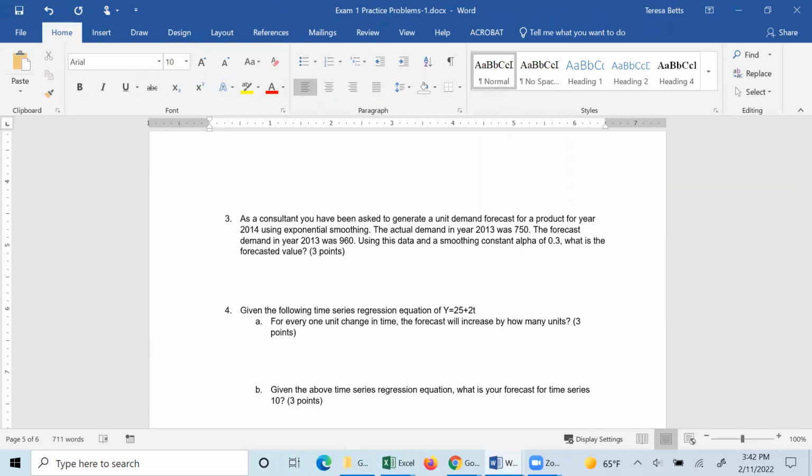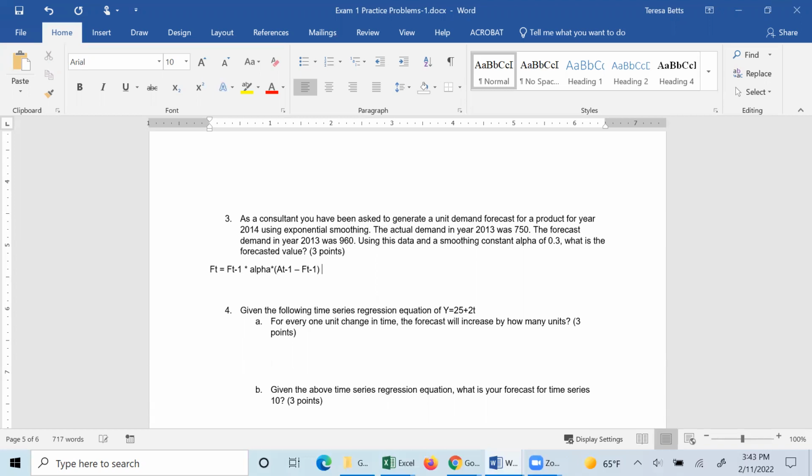Okay, so as a consultant, we've been asked to generate a unit demand forecast for a product for year 2014 using exponential smoothing. Now, I will give you a formula for exponential smoothing, but this is going to be simple exponential smoothing. So our forecast for the time period that we're trying to look at is our forecast from the previous time period plus an alpha times the actual from the previous time period minus the forecast from the previous time period, right?